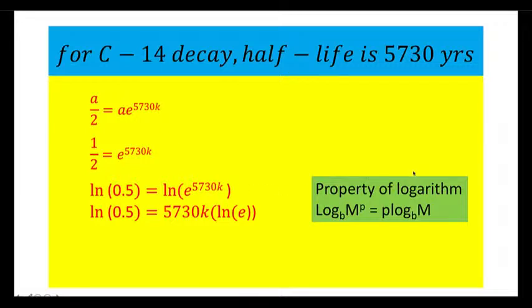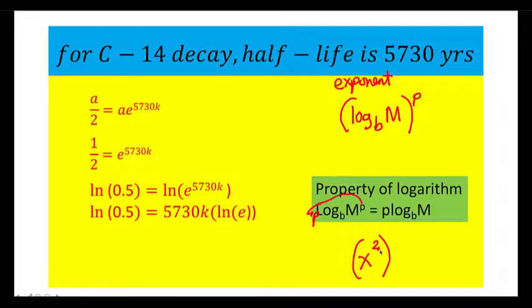Recall the property of logarithm. It says the logarithm of m raised to p is equal to p times log m. It's just like putting this p at the start. Now, why does this work? Remember that log to the base b of m is an exponent. This is an exponent. And if you have an exponent raised to another exponent, we can apply the power of power.